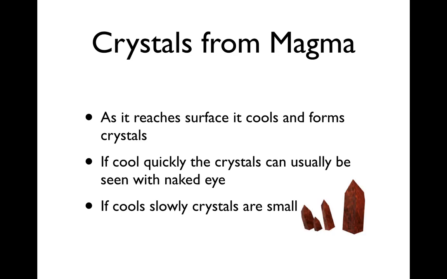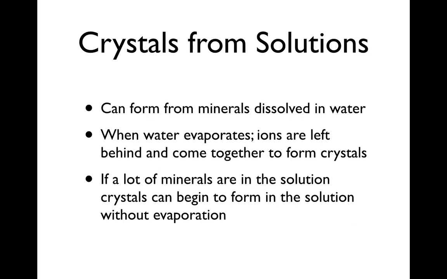Crystals from magma: as it reaches the surface, it cools and it forms crystals. If it cools quickly, the crystals can easily be seen by the naked eye. If it cools slowly, the crystals are very, very small and they're harder to see. So we get crystals from magma, we can also get crystals from solutions. So it's important that you understand how we get both crystals. It will be on the test. What are the two ways that crystals can be formed? By magma, give me the process. Crystals from solutions, give me the process.